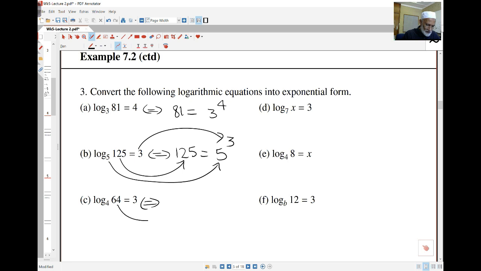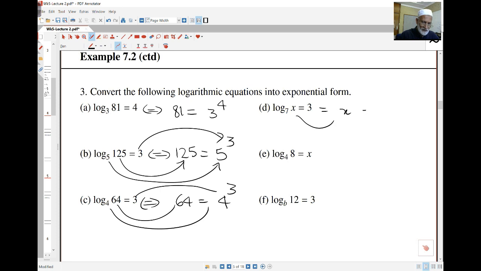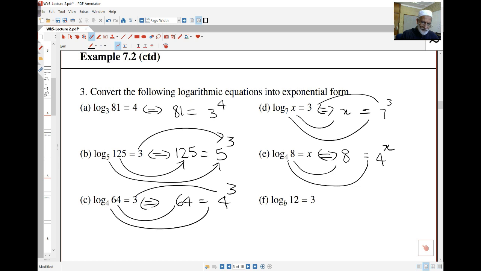That means that 64 should be equal to 4 cubed. That means that x should be equal to 7 cubed. That means that, oops, 8, sorry, going too fast. That means 8 should be equal to 4 to the x, and that means that 12 should be equal to b cubed.